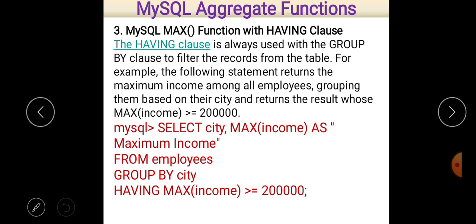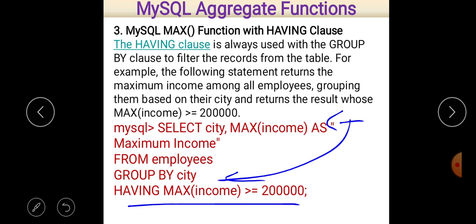Now suppose all things are the same as in the previous case, but there is another condition: maximum income should be greater than 2 lakh. So what should be done here? We write the having clause and just write having max income is greater than or equal to 2 lakhs. That is a condition which applies on all the groups, and only those groups are displayed on the screen that have maximum income of 2 lakhs.